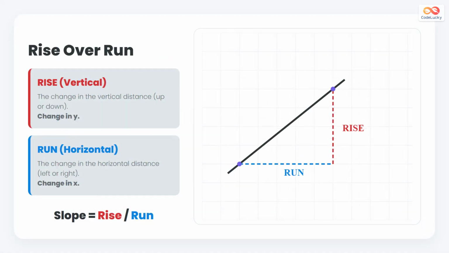The most common way to think about slope is the phrase rise over run. The rise is the change in the vertical distance, meaning how much the line goes up or down. The run is the change in the horizontal distance, meaning how much it goes left or right. Mathematically, slope is simply the rise divided by the run.